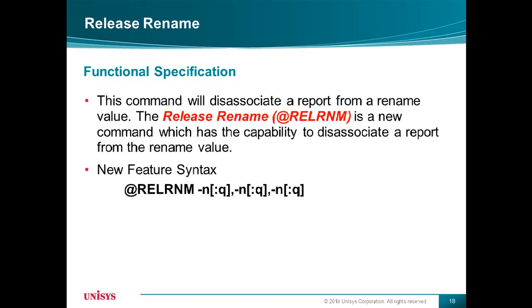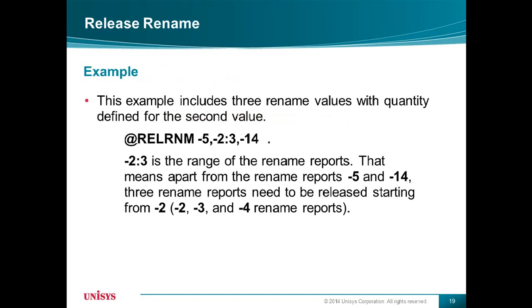Here is a sample that will demonstrate the usage of the rel rename, where we have provided an option of releasing a single report or a bunch of reports at the same time. In the sample, as we see, the option -2:3 specifies the range of reports that can be released at runtime. So for instance, if I specify -2:3, we remove the reports -2, -3, and -4 from the rename list, and then put them back to the free pool.